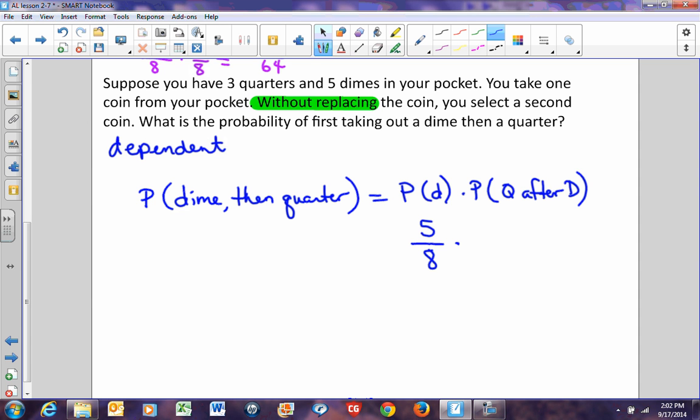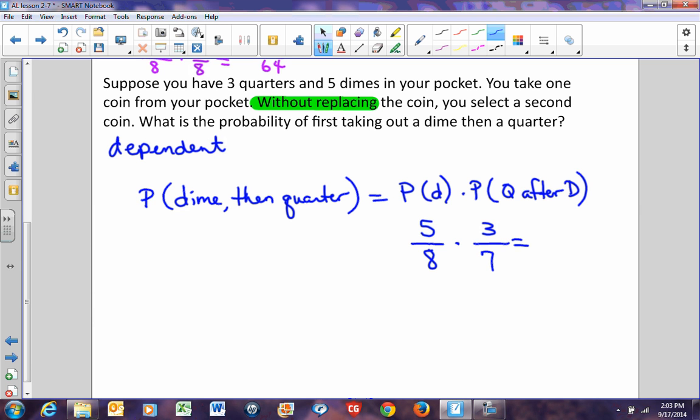Now the probability of a quarter after a dime, there are 3 quarters because we pulled out a dime. We have to assume that we pulled out what we were looking for the first time, which was a dime. So there are still 3 quarters left, but instead of 8 coins now, there are only 7 coins because I pulled that dime out of my pocket and I did not put it back. So this would be 3 out of 7.